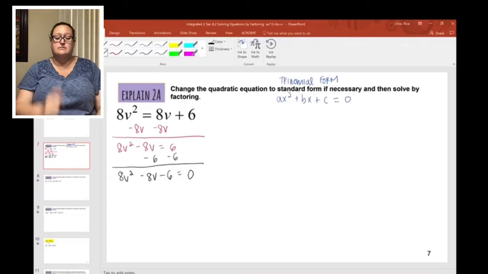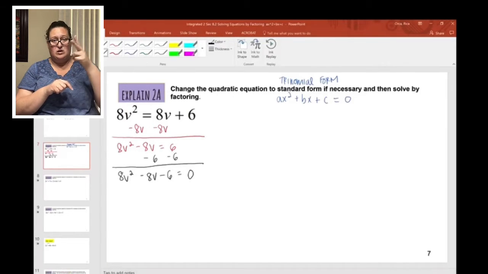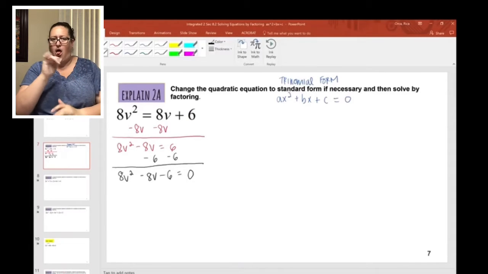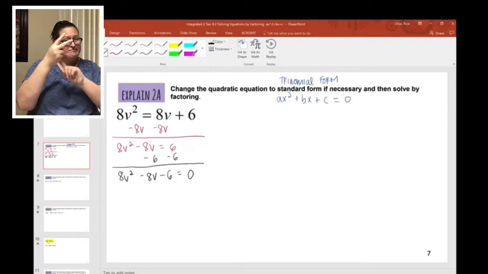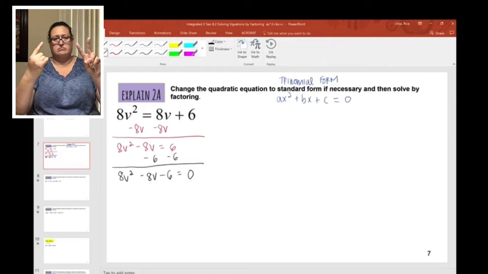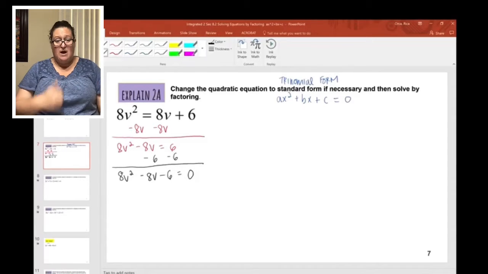Notice how I didn't combine the 8v squared minus 8v. That's not a coincidence. That's because they're not like terms. The first 8v has an exponent of 2, whereas the second 8v does not have an exponent. Okay, it has an imaginary exponent of 1. So they're not like terms. Let's keep going. So we have 8v squared minus 8v minus 6 equals 0.